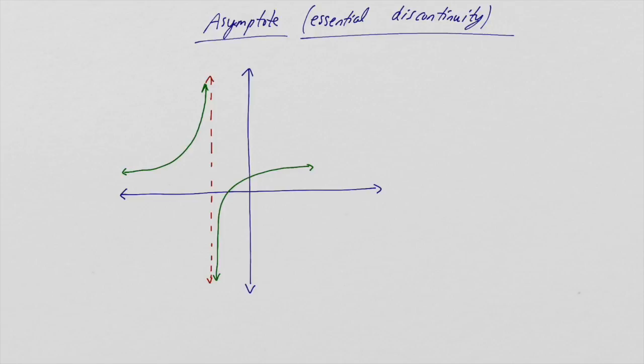An asymptote, which is also known as an essential discontinuity, is basically you've got a vertical asymptote in the middle of the graph here. So the graph is divided into two pieces. It's very obvious that this is not a continuous function. We have a piece and then a separate piece. And these you'll generally find in rational functions where the denominator is equal to 0 and the numerator is not. That's where you're going to get an example of an asymptote as a discontinuity.